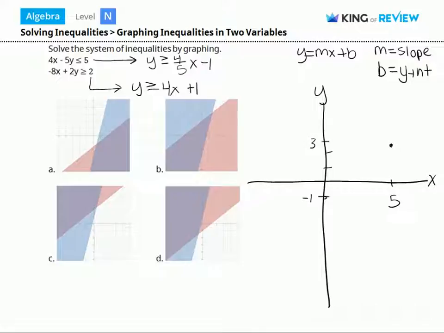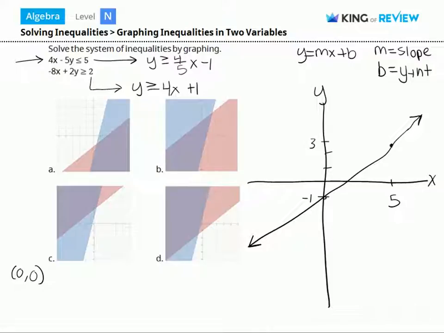And we see we have a greater than or equal to sign. This means that we'll use a solid line to plot. Here's our line. And now we need to determine which side of the line to shade. So to do this, I'll plug in a point. Let's use 0, 0.